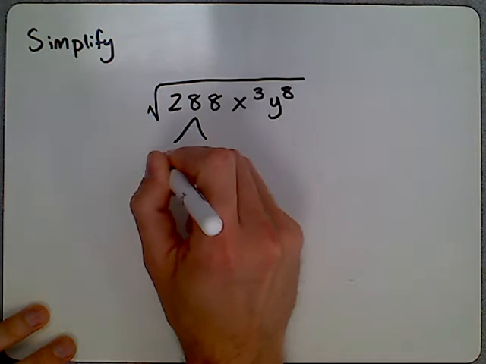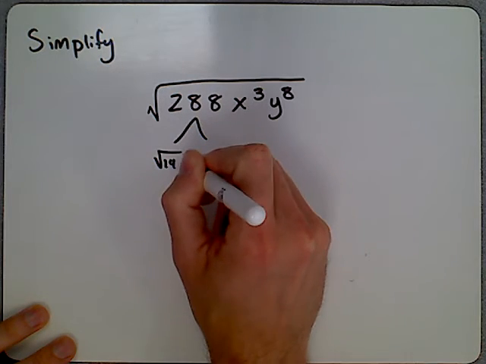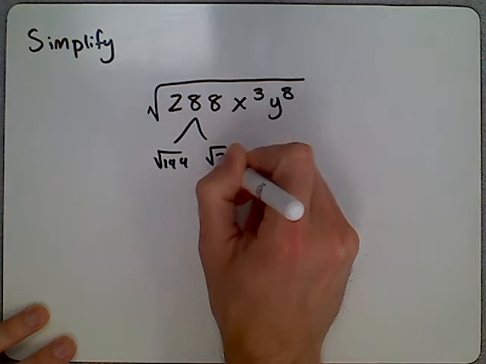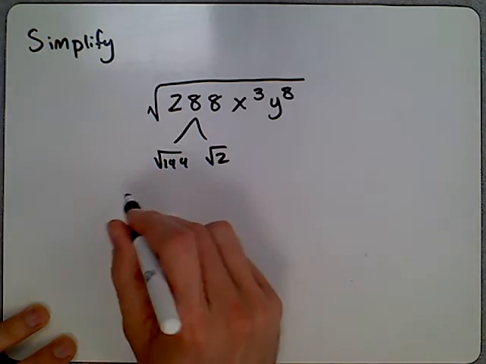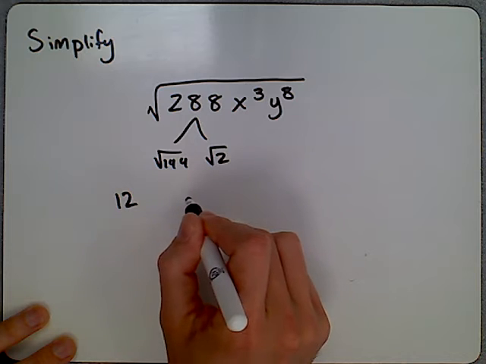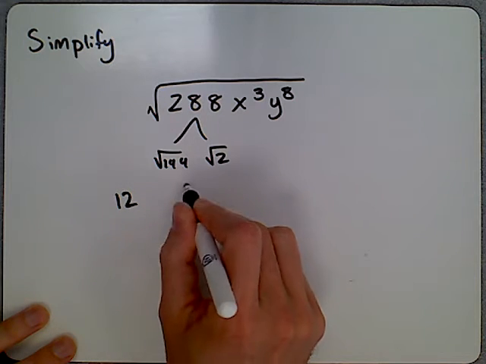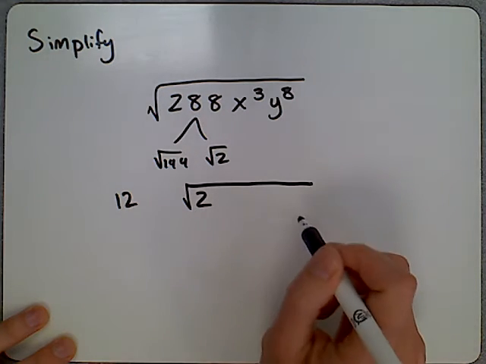Basically you want to look at this as the square root of 144 and the square root of 2. In this problem, we simplify the root 144 and make it a 12, and we can leave the root 2 in the problem. So we can leave some spacing here. I'll put the 2 there.